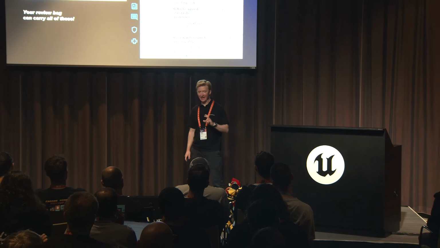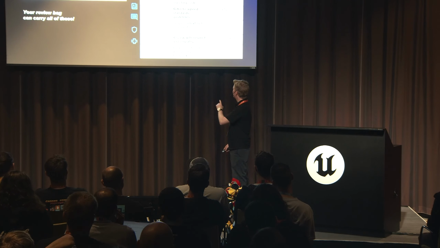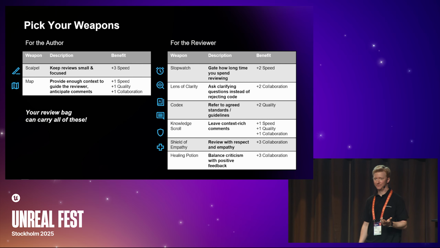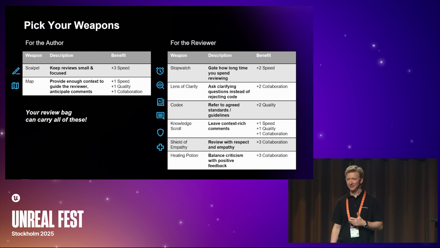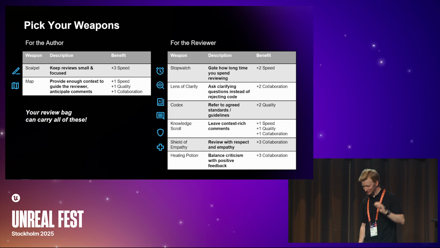But I think towards the end are two very important ones: review with respect and empathy, and balance criticism with positive feedback. Because sometimes we get feature suggestions that indicate that you're not really friendly to each other at all times when it comes to code reviewing. So remember that when you're doing that. So that's two things about the collaboration: think about your character and think about what tools you're bringing to the code review.